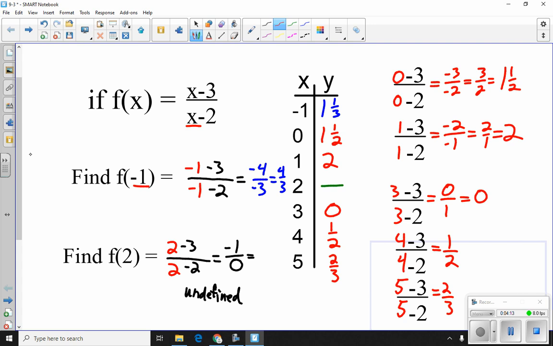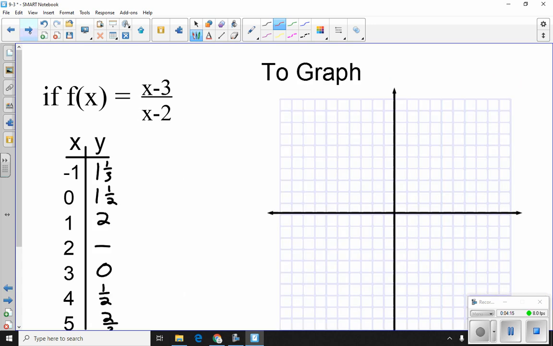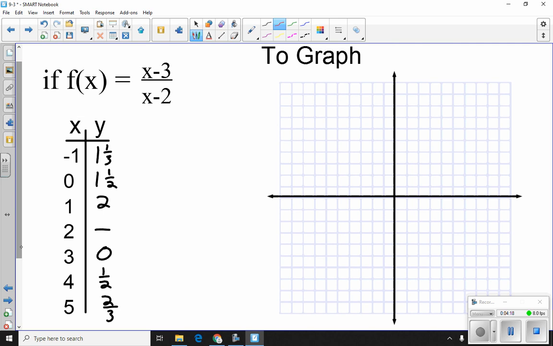So when I do graph these, and I take all these points and plot them, what this is going to look like is if I go -1, I'm going to go up 1 1/3. I'm going to have to kind of estimate it. 0 is up 1 1/2, a little bit more. Over 1 up 2, and I don't know if you can tell, but it's just starting to curve just a little bit. At 2, it is a dash, and so that's going to be an asymptote.